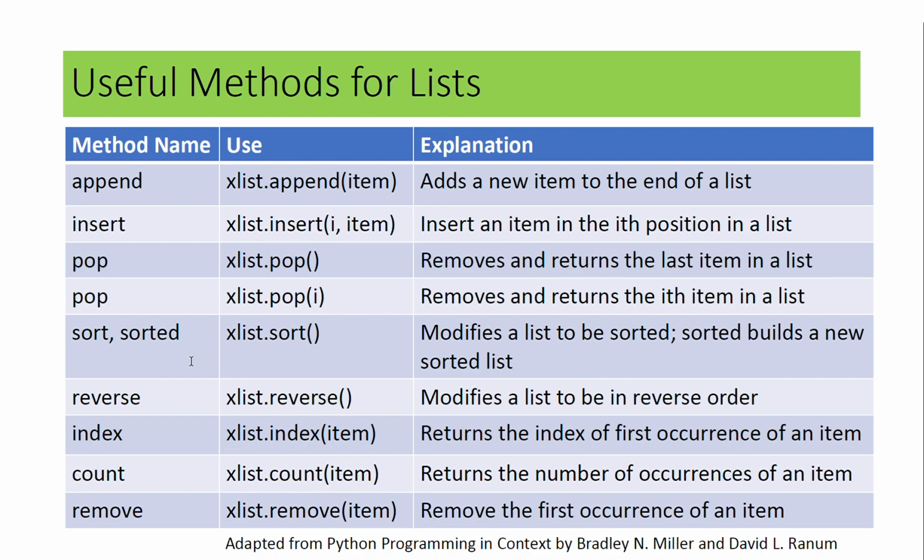Sort modifies the list to be sorted. Sorted builds a new sorted list. Reverse modifies a list to be in reverse order. Index returns the index of the first occurrence of that item. Count is x_list.count, which returns the number of occurrences of the item. Remove is basically x_list.remove, which removes the first occurrence of the item.